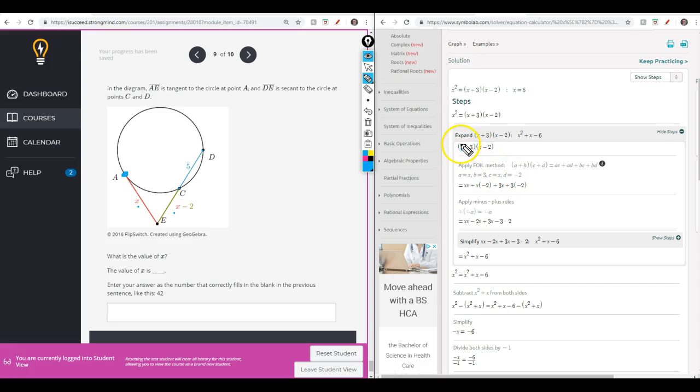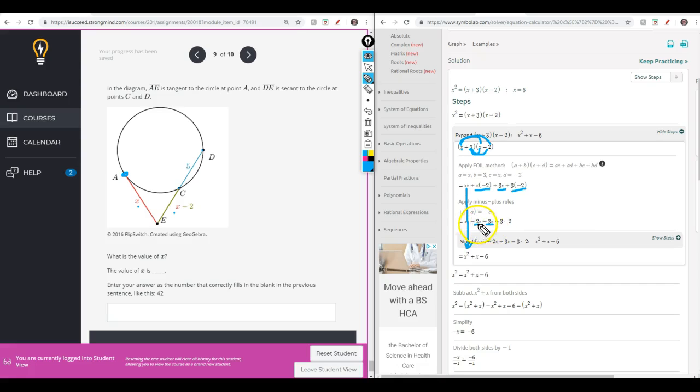The F stands for first, so x times x, which is here. O stands for outside, x times negative 2. The I stands for inside, so 3 times x. And L is last, 3 times negative 2 right there. So x times x is x squared. Negative 2 times x is negative 2x. 3 times x is 3x.